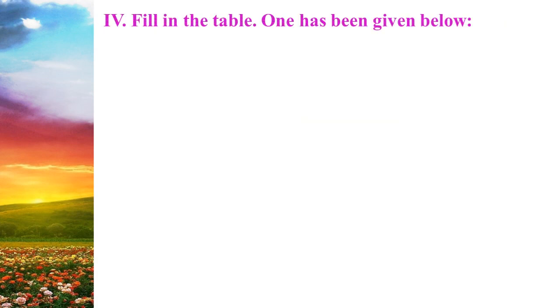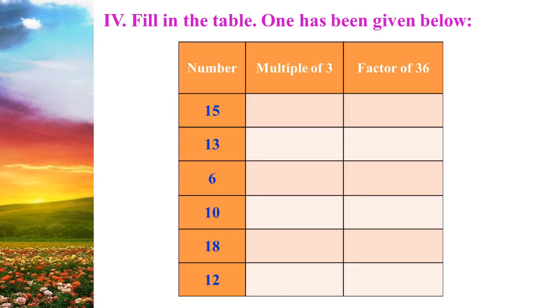Let's see fourth Roman. Fill in the table. One has been given below. Here already given the tables. Here given some numbers. We have to check whether these numbers are multiple of 3 and factor of 36. If it is multiple of 3 or factor of 36, we have to use tick mark. If it is not a multiple of 3 or not a factor of 36, we have to use wrong mark. The first one answer already given.